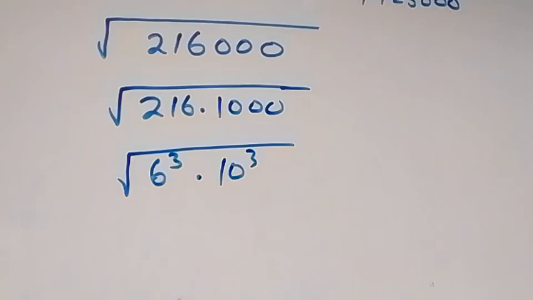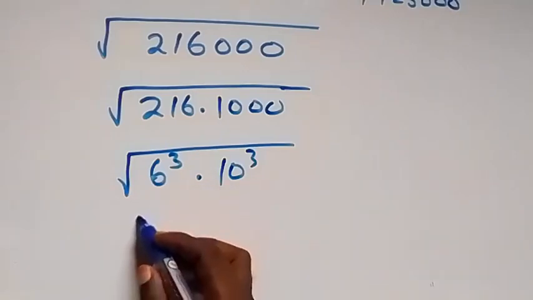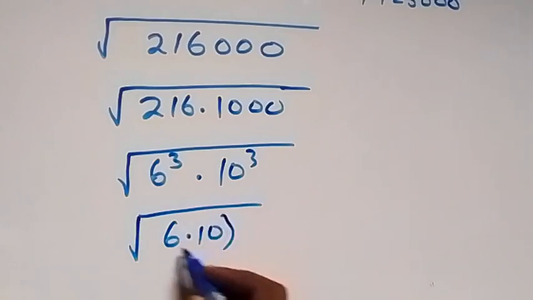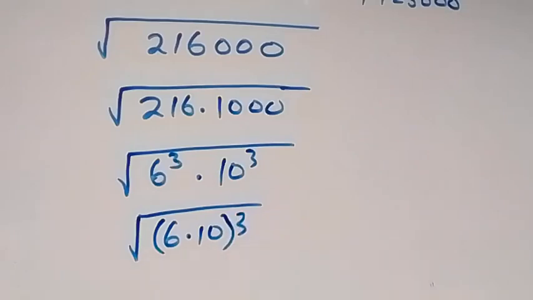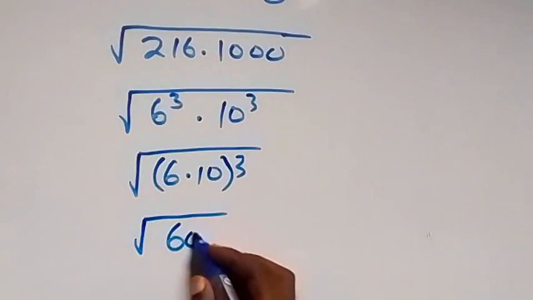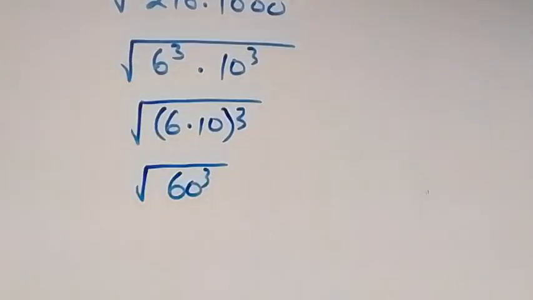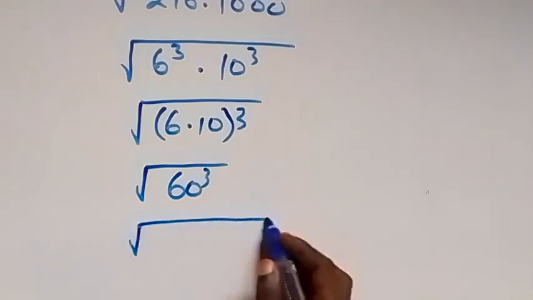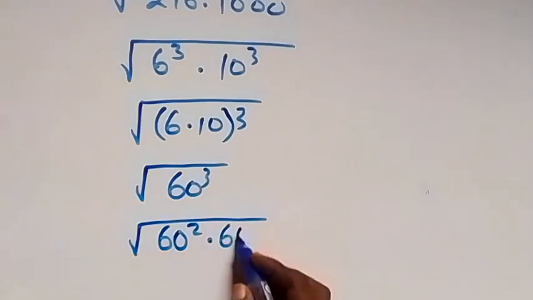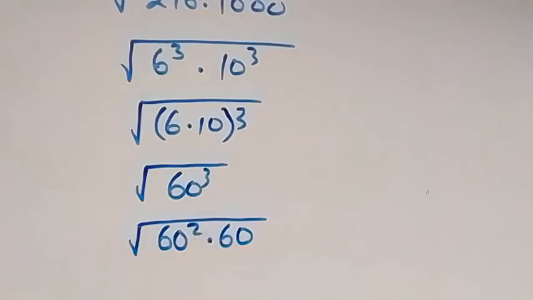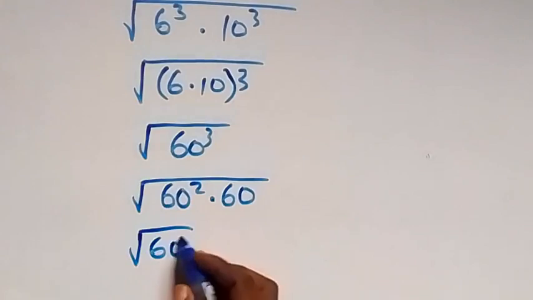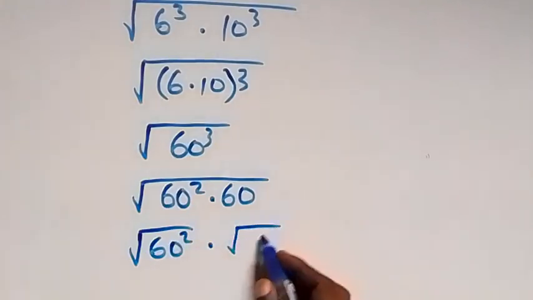Then, also here from the law of indices, we have square root of 6 times 10 all raised to the power 3, and which becomes square root of 60 raised to the power 3, which we can separate as square root of 60 squared times 60, same thing as 60 raised to the power 3. Then we have root 60 squared times root 60.